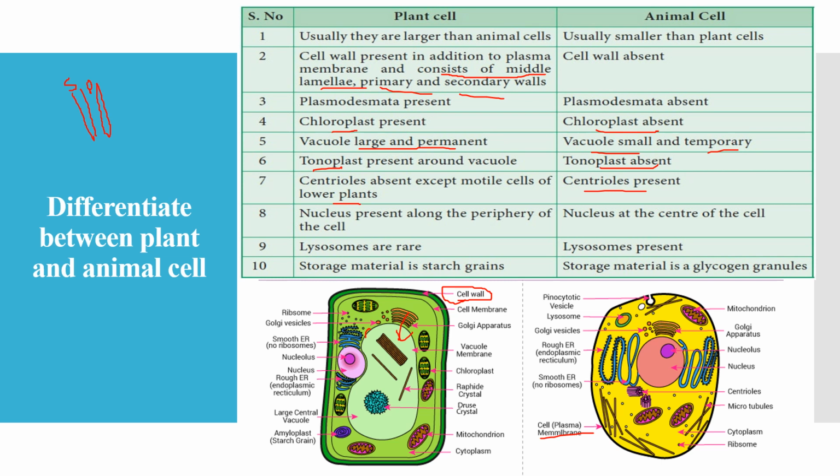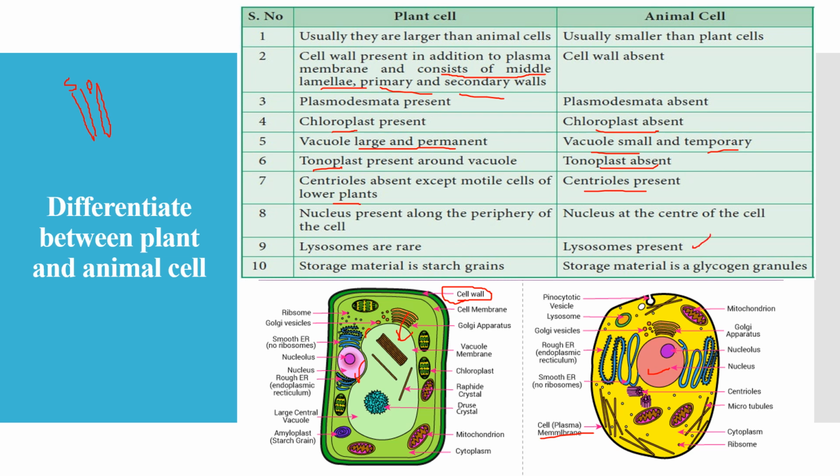Next is nucleus present along the periphery of the cell, because in plant cell the vacuole is present in the center, and because of that the nucleus is pushed towards the periphery. Here nucleus is present towards the periphery, whereas in case of animal cell vacuoles are many in number, small, and for a short period of time, so there is no such problem, and nucleus is in the center. Lysosomes are rare, means very few, but in animal cell lysosomes are present.